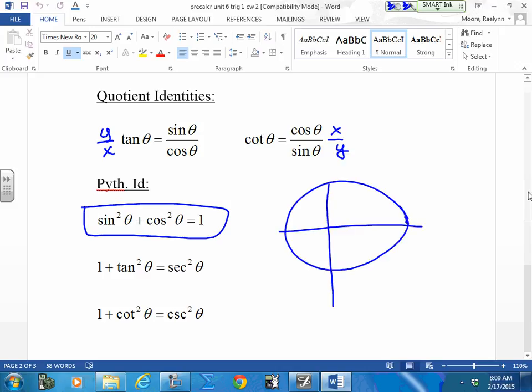Here's your unit circle. Your radius is what on your unit circle? 1. Boys, your radius is 1. This is the point xy. This is the measure of the x. This is the measure of the y. Right triangle, Pythagorean theorem. X squared plus y squared equals 1.